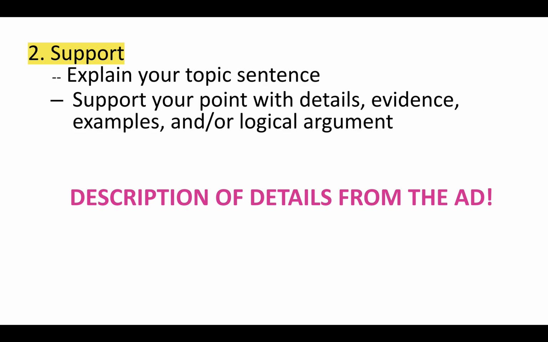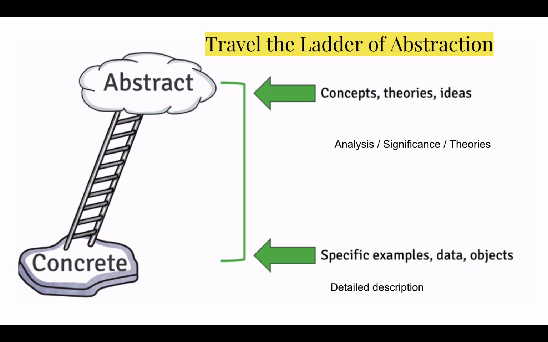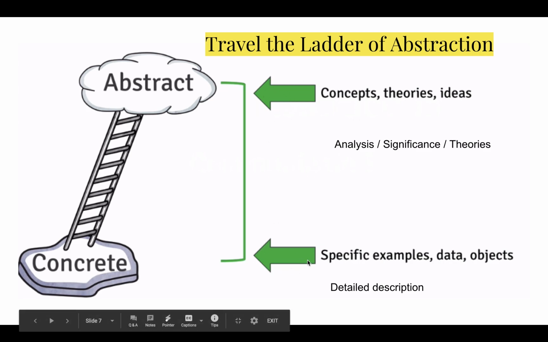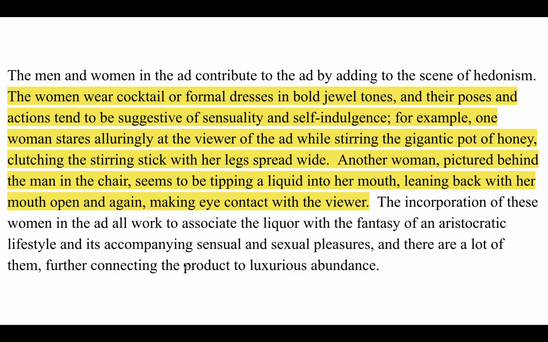In this case, explaining the topic sentence and then supporting your point with details, evidence, examples, argument. In this case, those details are what you see in the ad, a very descriptive account of the element that you pointed out in the topic sentence. So remember the ladder of abstraction. Your topic sentence makes a general claim. Then you want to provide specific examples, data, and objects, then analyze those, then provide another specific detail. So we're traveling the ladder of abstraction throughout this paragraph.